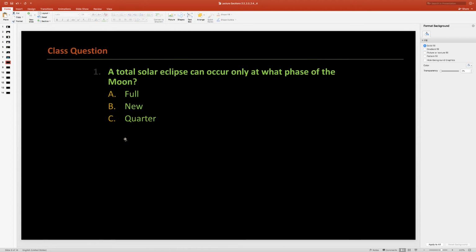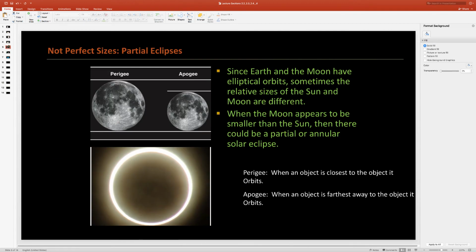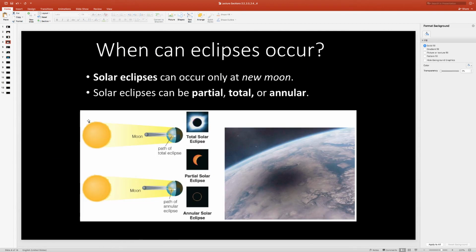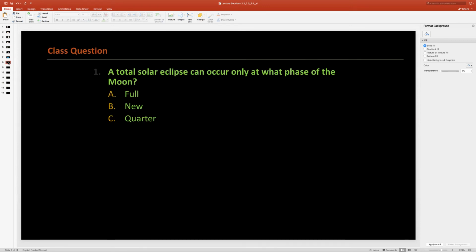All right. A total solar eclipse can occur only at what phase of the moon? If you want to think about it a minute, you can pause the video, but we'll answer that. You can pause if you need to look at the question. You can also run it back. Let's take a look at what phase of the moon we are looking at here for a solar eclipse. It only happens at the new moon. Let's go back to our question. Okay, so new moon.